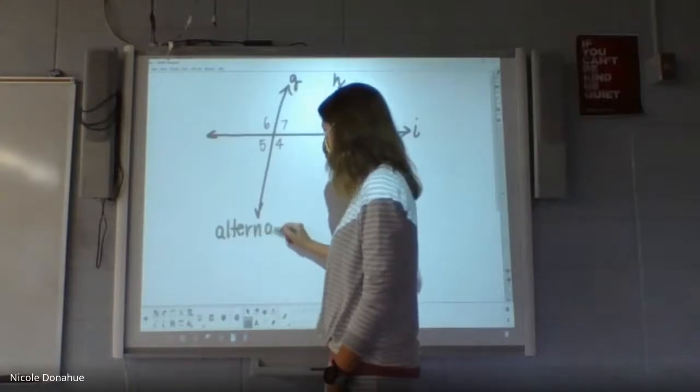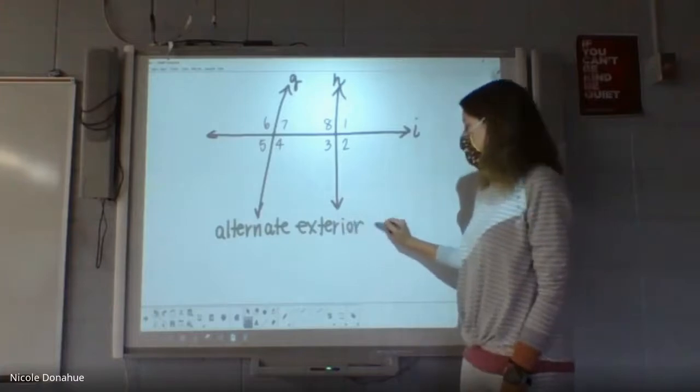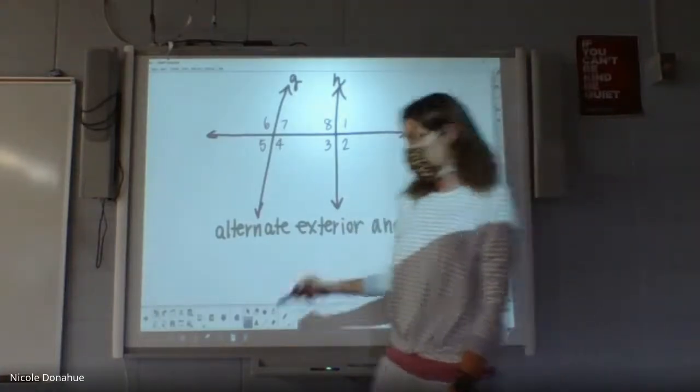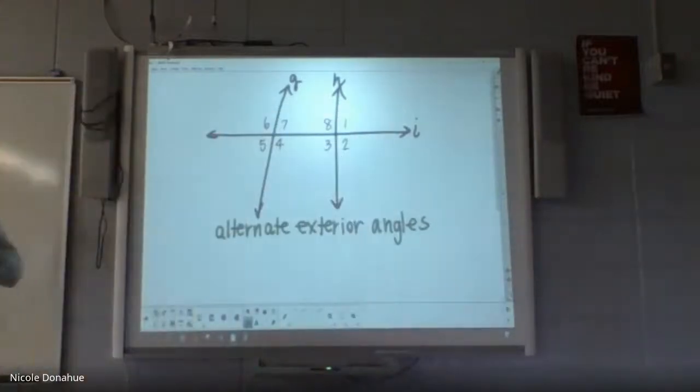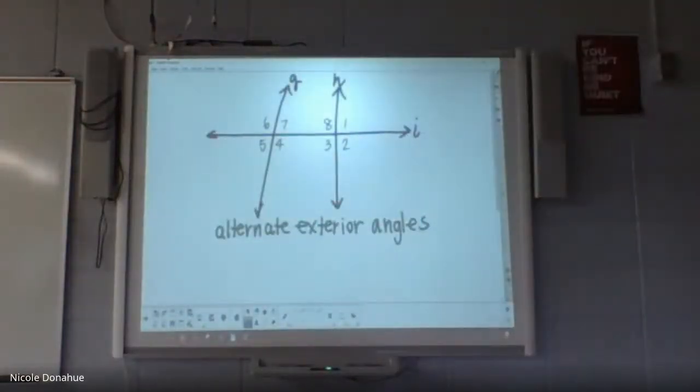Now I want a pair of alternate exterior angles. That's the vocab word we just learned. You're looking for a pair, so two alternate exterior angles. Just give me one set of pairs.